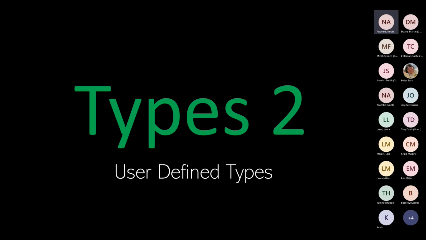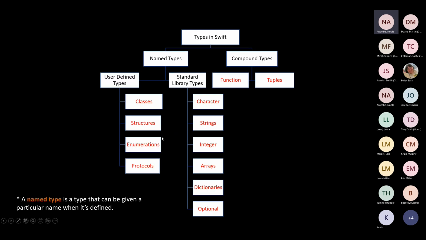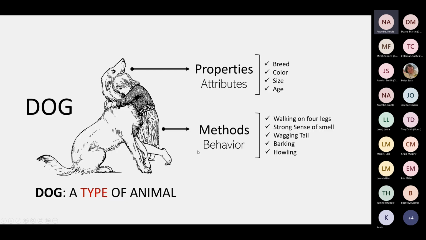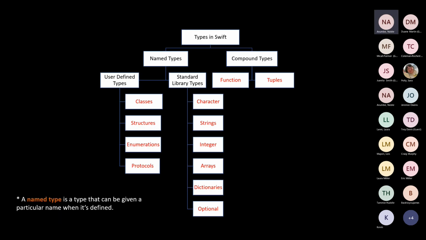So the second category of types that we're going to be focusing on now is the user-defined types, which is somewhere around here. The three main ones we're going to talk about right now are classes, structures, and enumerations. One of the things I had mentioned is type. You see a lot of things when you go back here. All of these are types.